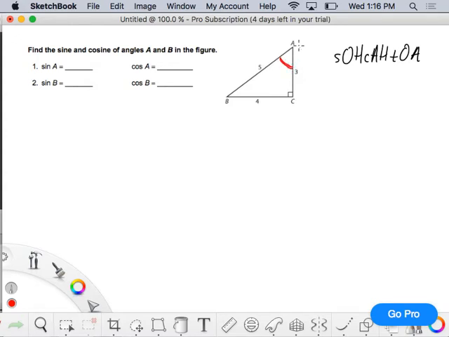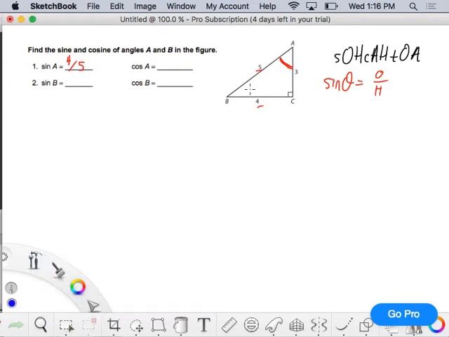Well, the sine of A is opposite over hypotenuse, right? Sine of theta is opposite over hypotenuse. So what's the opposite of angle A? 4. Good. And what's the hypotenuse? 5. Good. Will the hypotenuse ever change? No, the hypotenuse remains the same no matter what angle we're talking about.